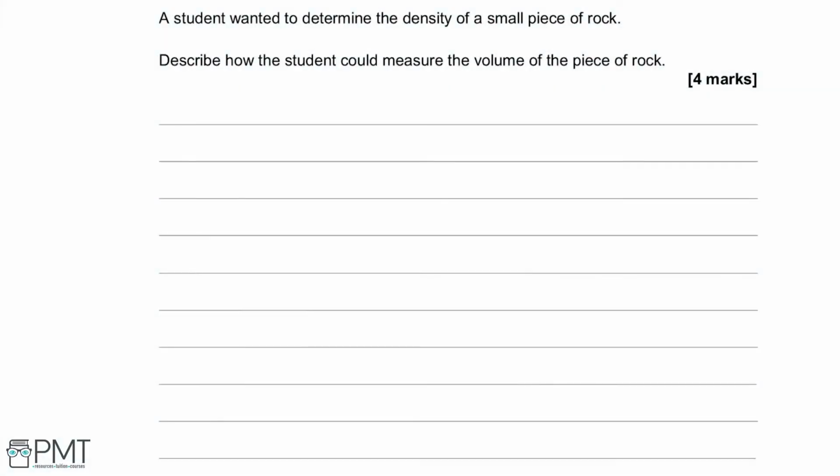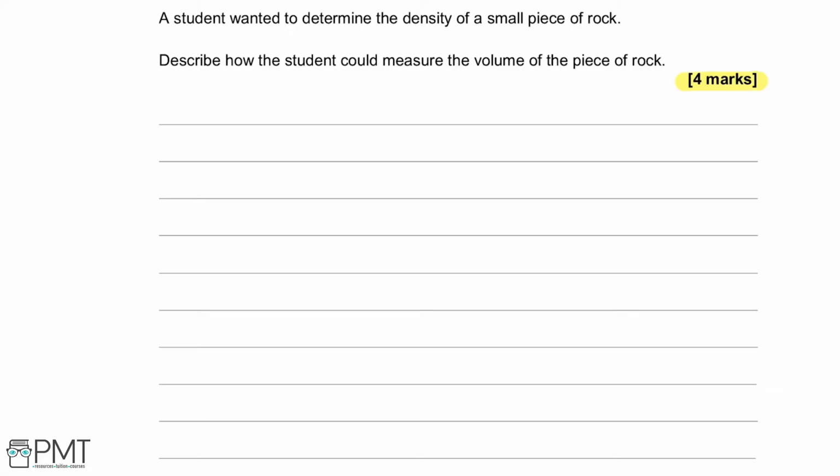A student wanted to determine the density of a small piece of rock. Describe how the student could measure the volume of the piece of rock. The first thing to note with this question is that it's worth 4 marks. And with longer questions like this, so 4-mark questions, 6-mark questions, there's not so much 4 specific marks that you have to hit in order to get the marks. It's more about producing an answer that would actually give you the correct results in this case, as it's a question about an experiment.